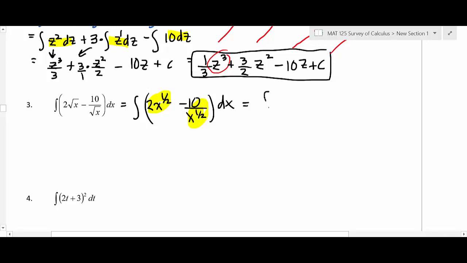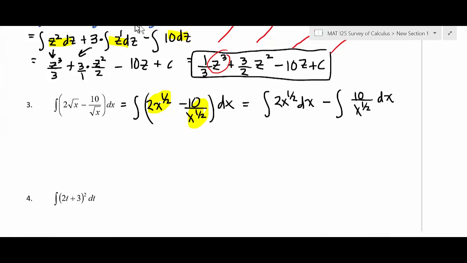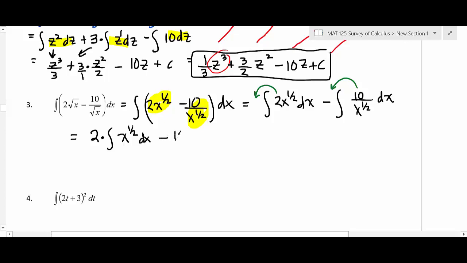So I'm going to do the integral of 2x to the 1/2 dx minus another integral, which is 10 over x to the 1/2 times dx, like that. I want to write all the steps as you're learning this. This is a constant, and constants can be brought outside of an integral, so you don't have to worry about those. So I'll move it over here: you'll have 2 times the integral of x to the 1/2 dx. Then we'll bring out the 10.